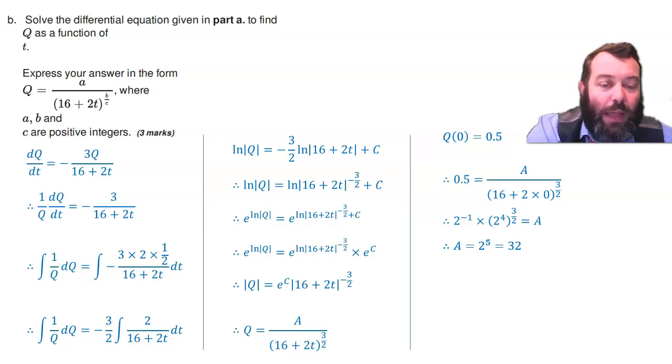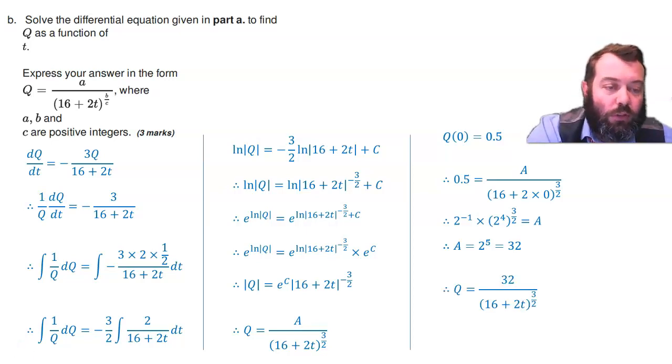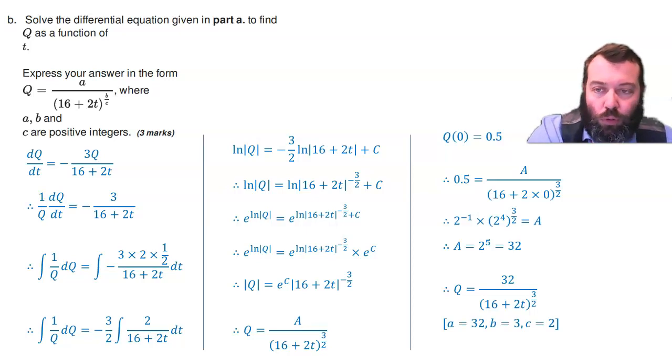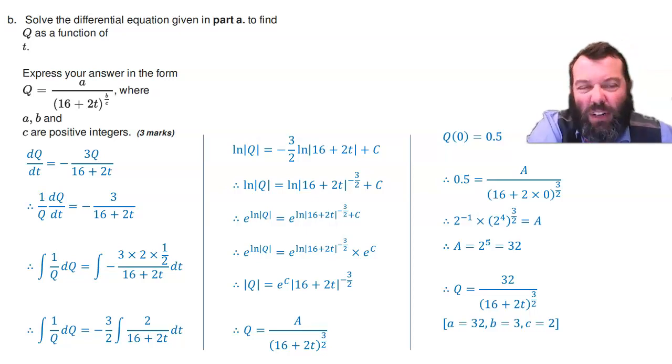Now, putting that back into the equation, Q equals 32 over 16 plus 2t to the power of 3 over 2. That's in the form that we were asked to provide, in which case a equals 32, b equals 3, and c equals 2, as expected, as required. That's it. That's done. That's a fairly tricky question.